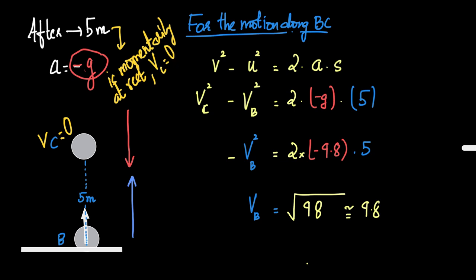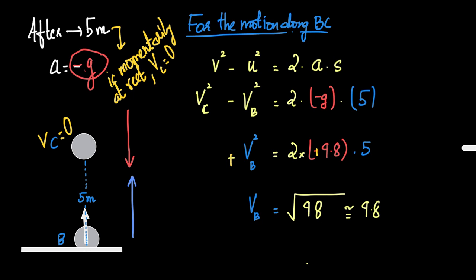If Vc is equal to 0, this term vanishes. Therefore, we have minus Vb squared is equal to 2 into minus 9.8 into 5. Negative by negative is positive. 5 times 2 is 10. 10 times 9.8 is 98. So we have Vb is equal to root of 98.